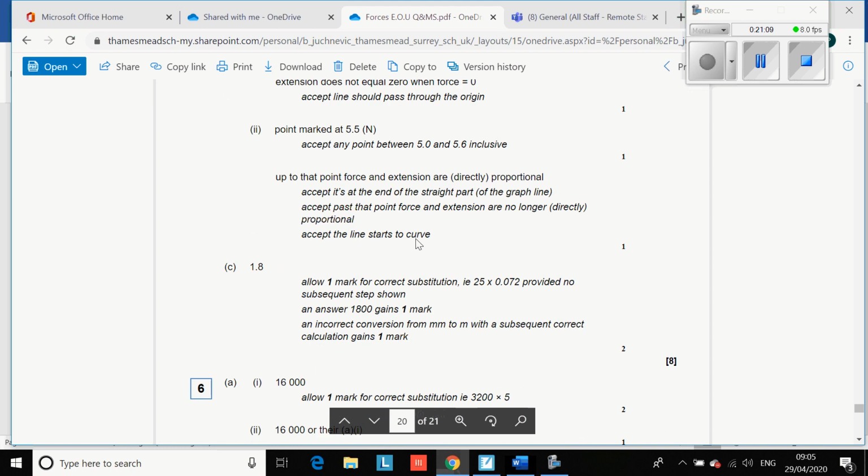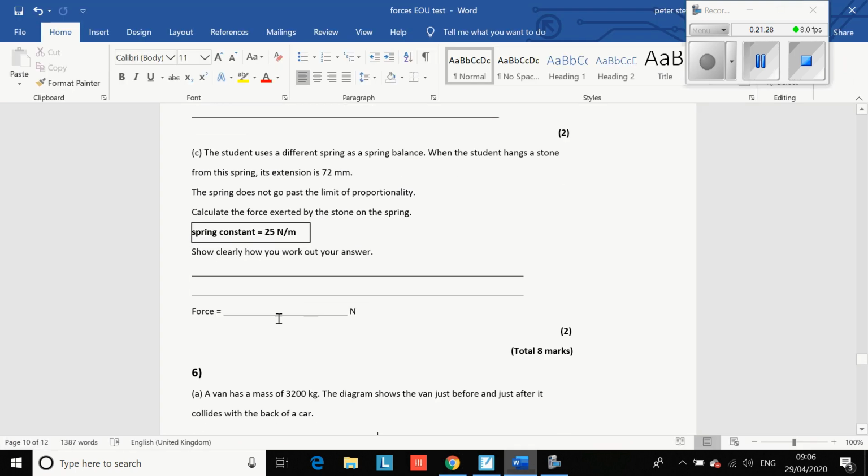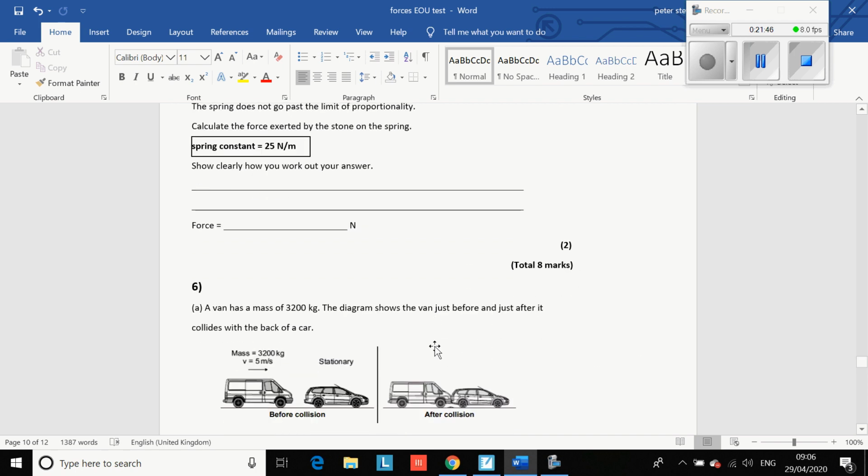So there's your spring constant times the extension in meters, which is 0.072, 72 millimeters. And so your answer would be 1.8. Okay, so your answer to that should be 1.8. 1.8 on its own, as long as you've done your calculations, gets you marked, but obviously 25 times 72 wouldn't get you the mark because it's 0.072. So you might be out by a factor if you haven't done your conversion again. Okay, so 8 marks for that, please.